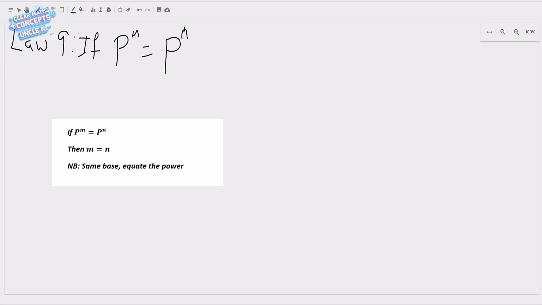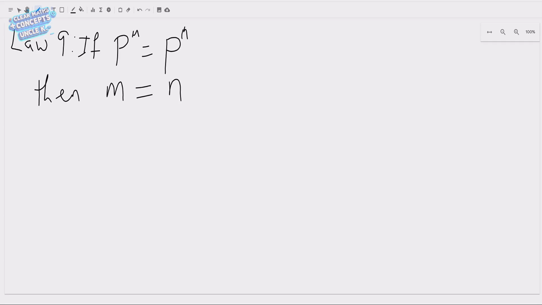So if p raised to the power m equals p raised to the power n, it says what? Then m equals n. Yes. Now pay attention here. It means when you have the same base and they are equal to each other, but the powers are different, it actually means the powers are the same. For them to be equal, since they have the same base, the powers are also equal. Exactly. Alright.